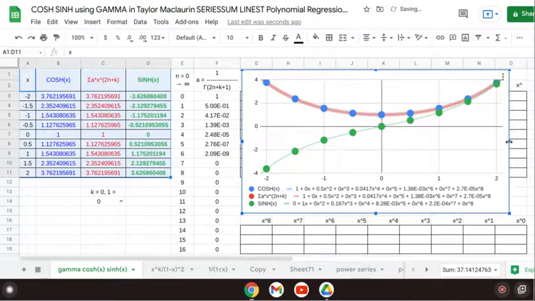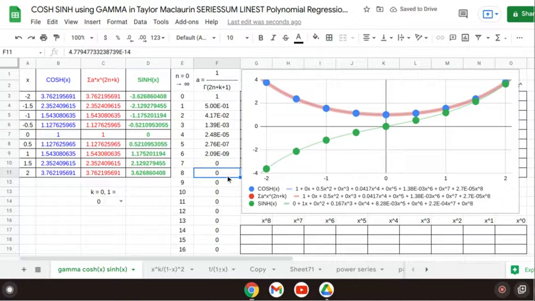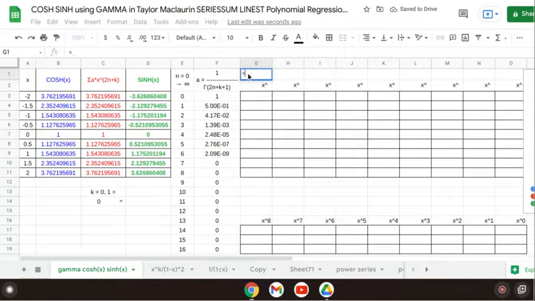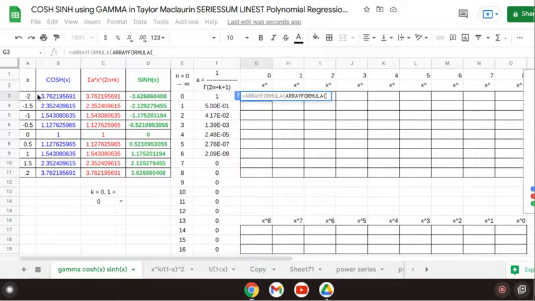We'll calculate this polynomial regression coefficient using Linest. To do that, we use the Linest matrix. So we complete the Linest matrix, starting with the power. This is transpose 0 to 8. And the elements of the matrix, ARRAY formula of the x values raised to the power 0 to 8.